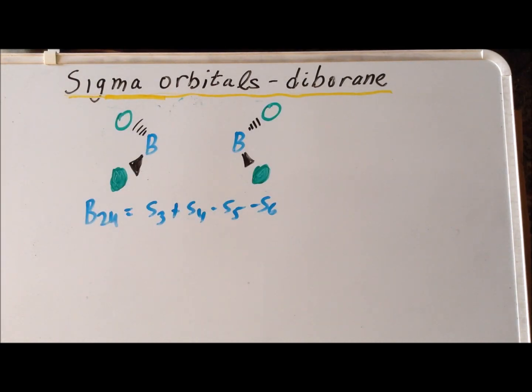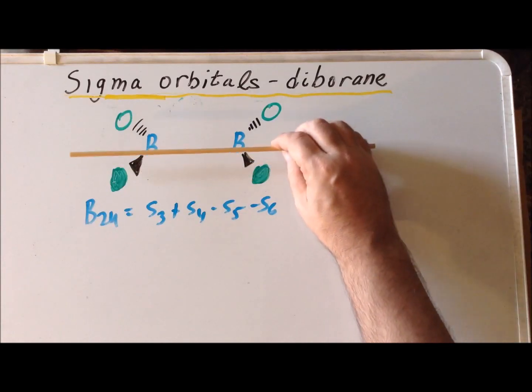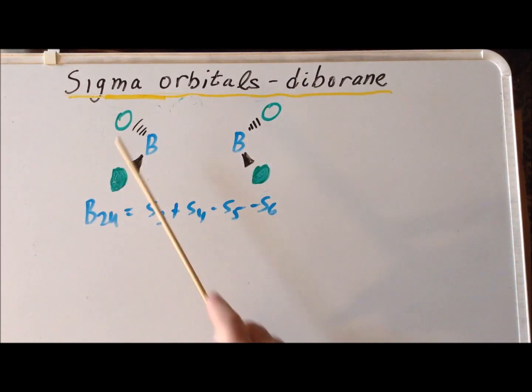Next we have the B₂ combination, which mathematically was S3 plus S4 minus S5 minus S6. That tells us S3 and S4 have positive phase, S5 and S6 have negative phase. The important thing is that the phases are opposite. Recall that using the convention of the wedges coming towards us and the dash going away, we're to view it as these 2 orbitals are in a plane in front of us, in front of the 2 borons, and these 2 s orbitals are behind the board.